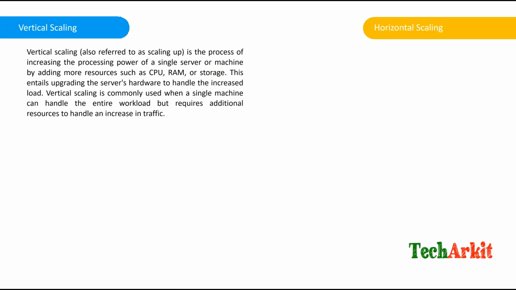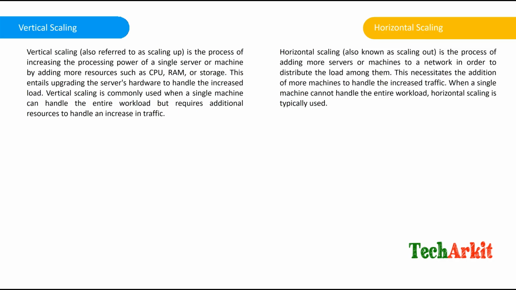So what is horizontal scaling? Horizontal scaling is also known as scale out. It is the process of adding more servers or machines to the network in order to distribute the load among them. This necessitates the addition of more machines to handle the increased traffic. When a single machine cannot handle the entire workload, horizontal scaling is typically used.